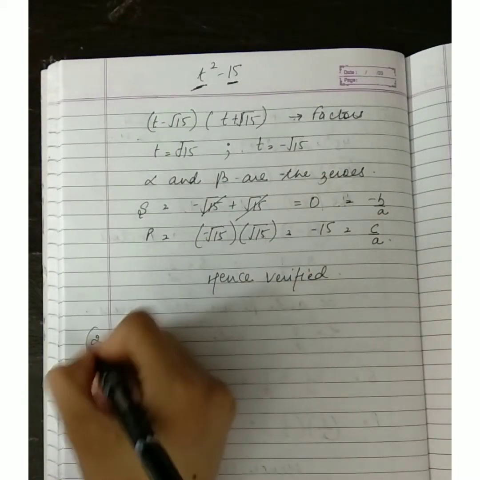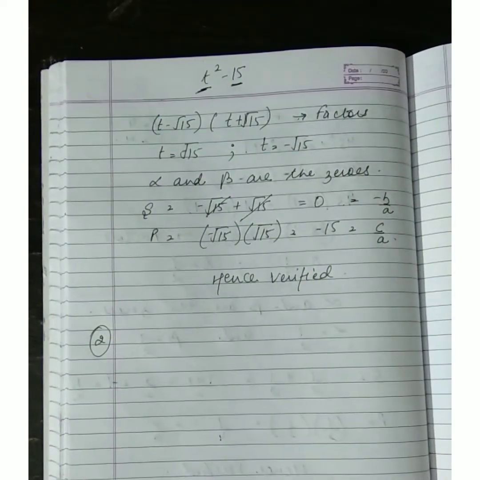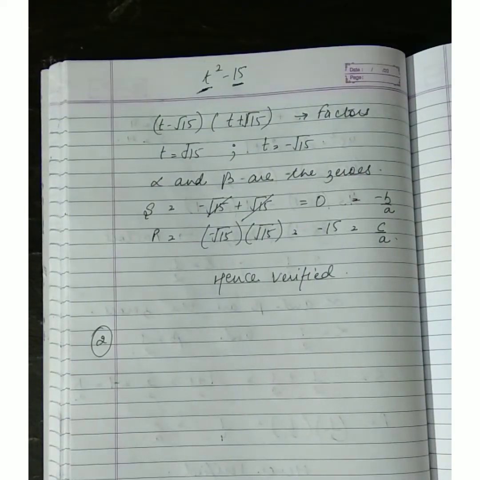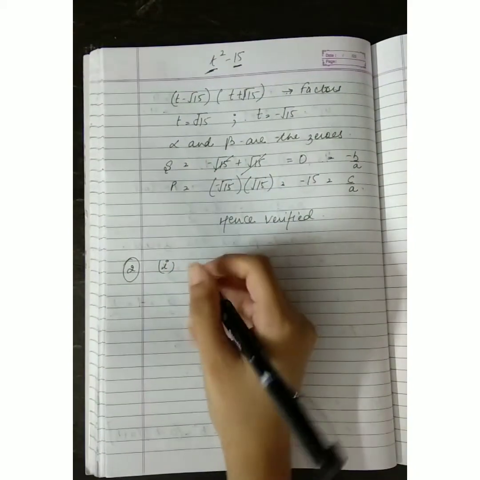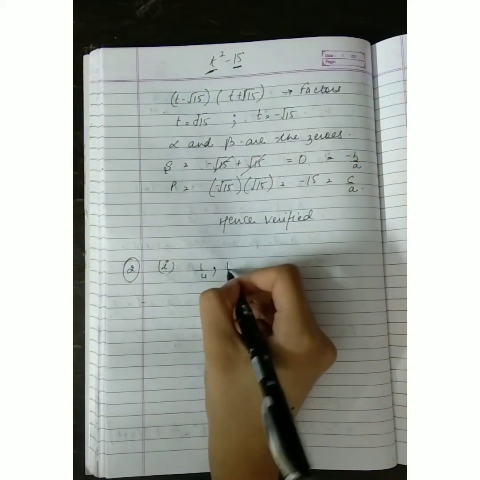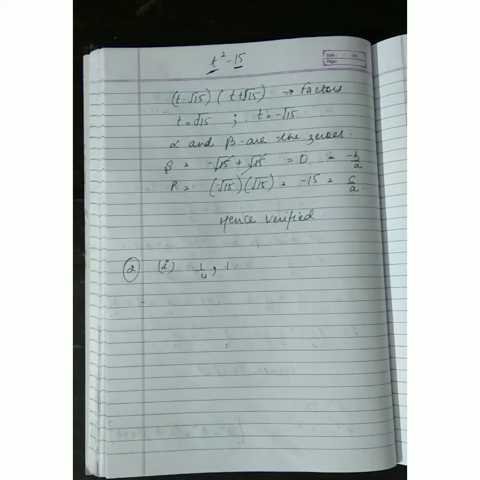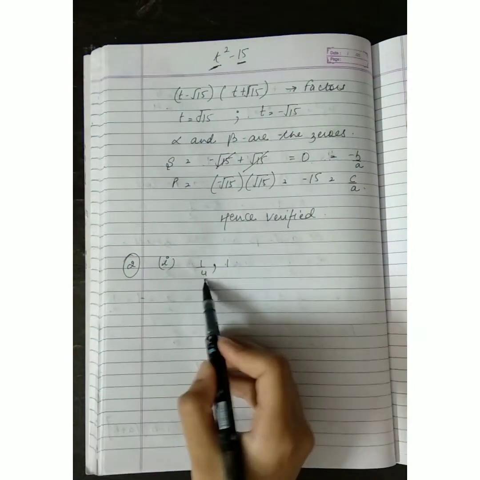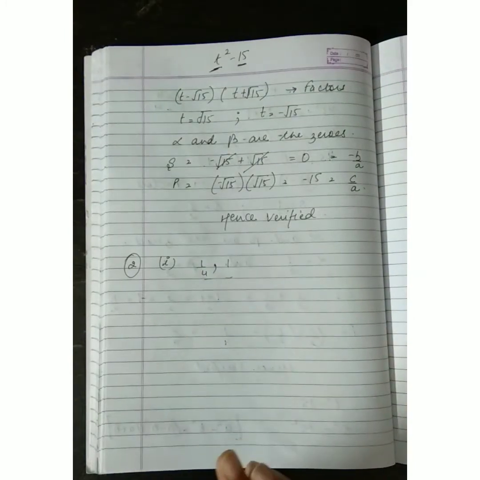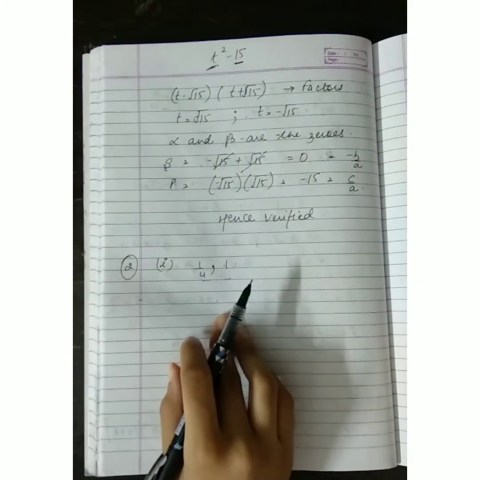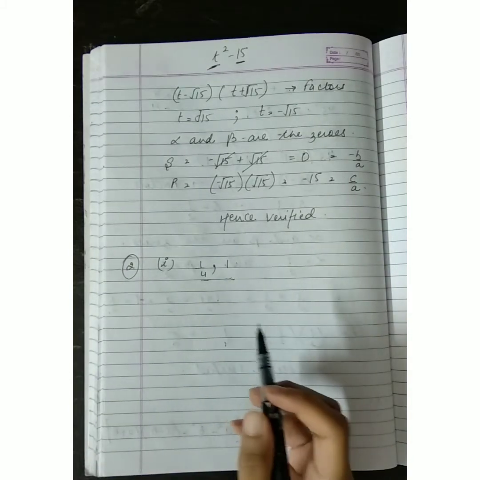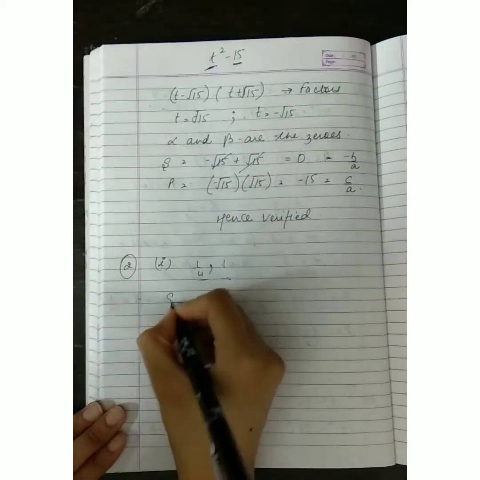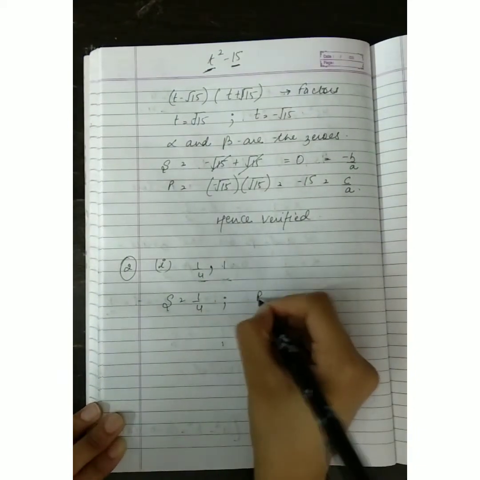Now our second question is, find a quadratic polynomial each with the given numbers as the sum and product of its zeros respectively. For the first part, we are given 1 upon 4 and 1. So we are given two numbers. These are the sum and the product of a quadratic polynomial. So with the sum and the product, we need to find what the polynomial is. Our sum is 1 upon 4 and our product is 1.